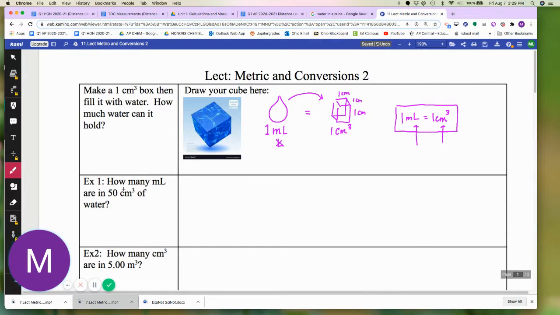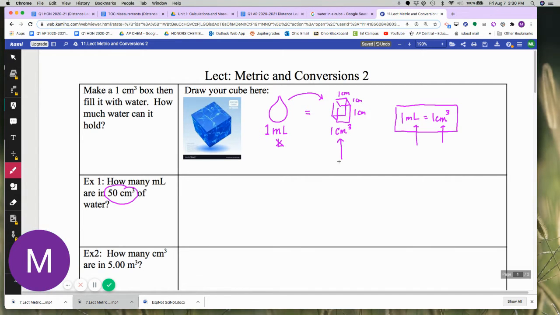Here's an example. If you have 50 centimeter cubed of these little cubes right here, let's say you have 50 of these, how many of these do you have? That's correct. You also have 50 because they're equal to each other. Okay. So the answer is, how many milliliters are in 50 centimeter cubed? Well, there are 50 milliliters. Well, how do you do that using dimensional analysis?